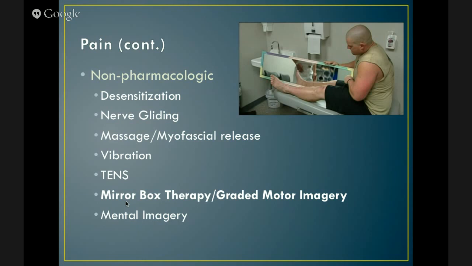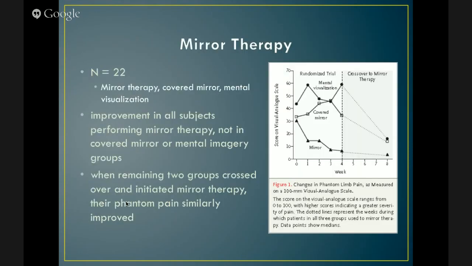And then there are mental imagery techniques that can be gone over with a therapist or a psychologist, imagining exercises with the amputated limb, which have also, in case reports, been shown to have some effect. So it's not all just theory. There's some evidence to suggest that it works.